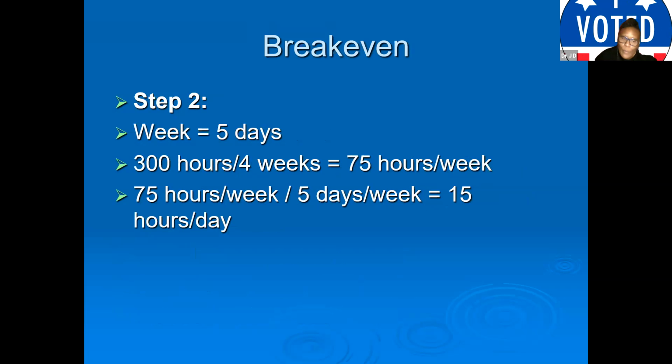Step 2. We agreed that we were going to do a 5-day work week. In a 5-day work week, we have 300 hours in 4 weeks. That would equal 75 hours per week. At 75 hours per week, working 5 days a week, that would require the tutor to work 15 hours per day. And we all agreed that that would be unreasonable. Yes?